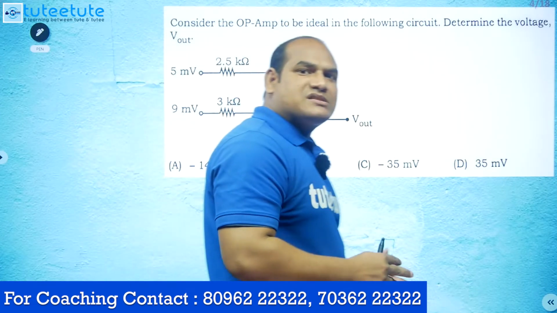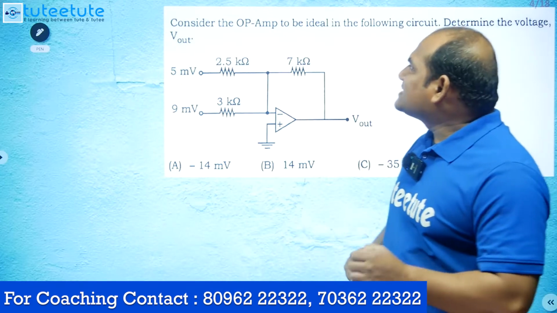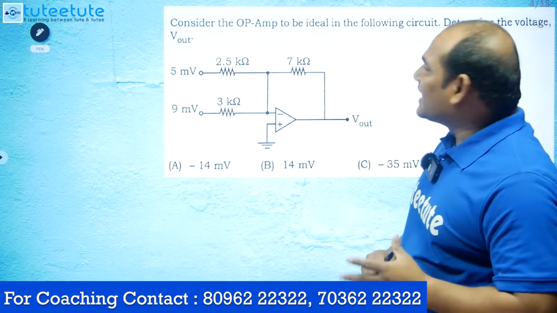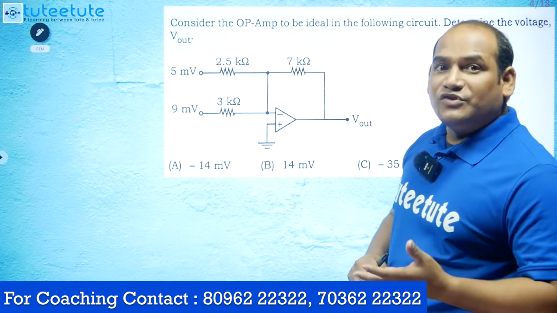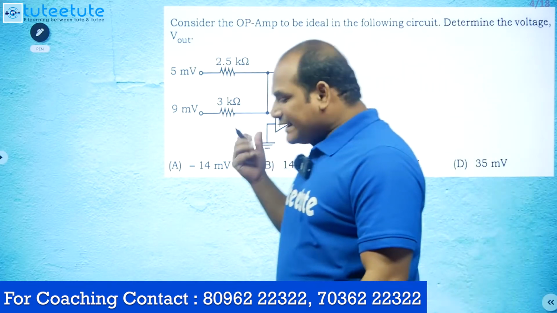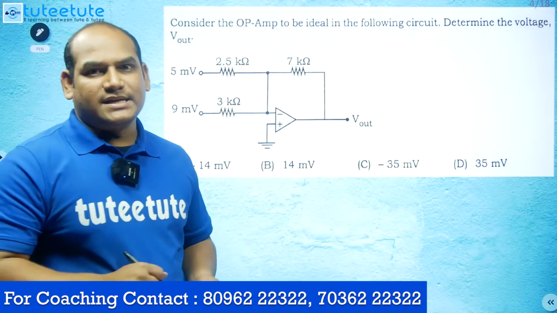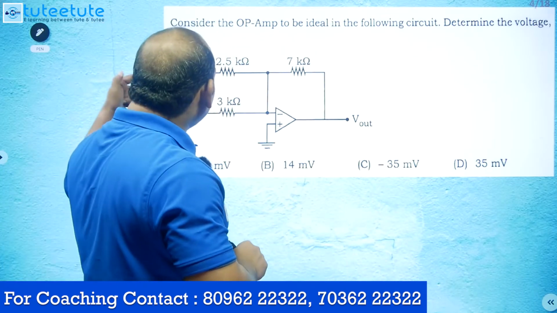Next question is also based upon the operational amplifier only. Consider the operational amplifier to be ideal. In the following circuit, determine the voltage V out. Here it is actually related to the inverting amplifier case. But here, what is there? They have given 2 inputs.